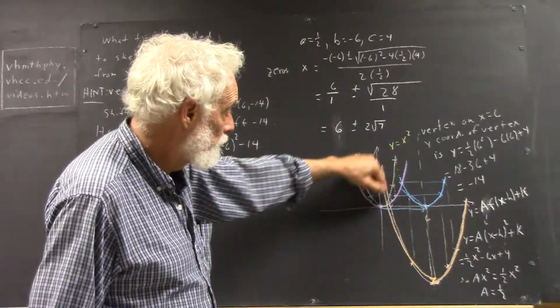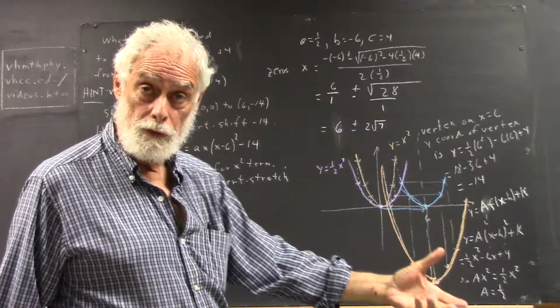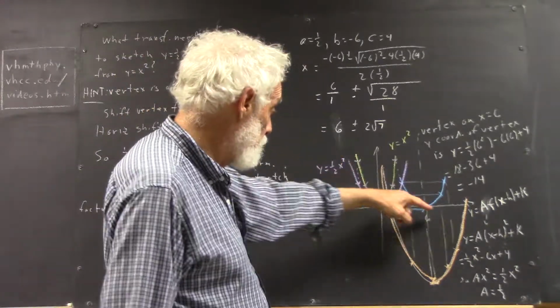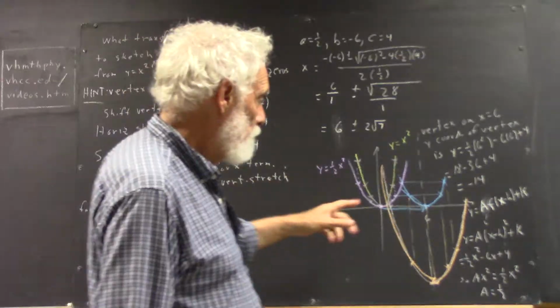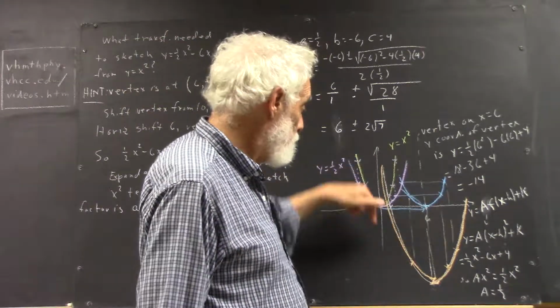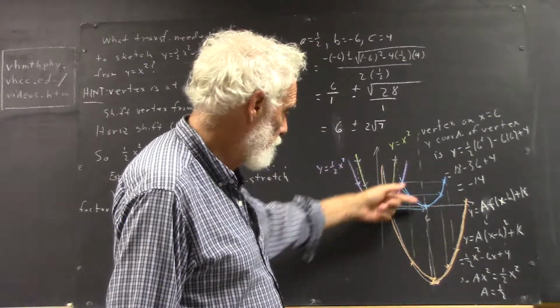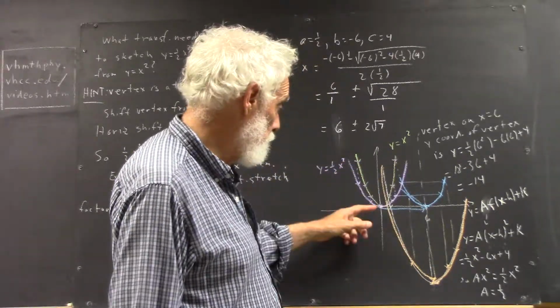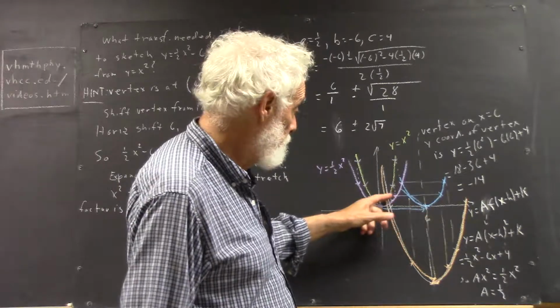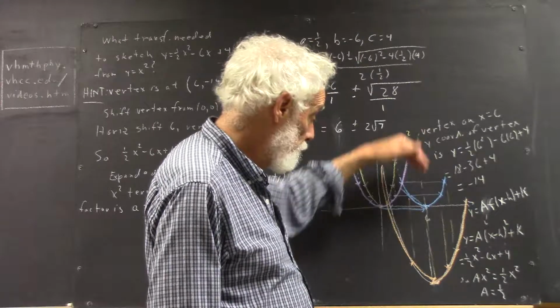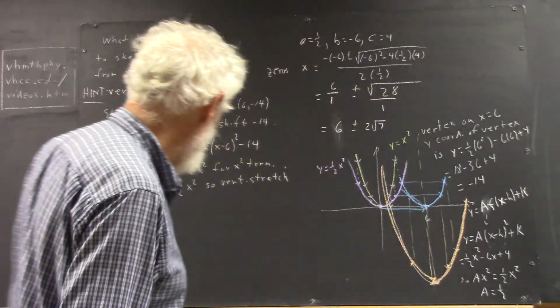So again, starting with y equals x squared, we do the vertical stretch by a factor of 1/2. Bring every point twice as close to the x-axis. Then we do our horizontal shift. Now we could have done the vertical shift, then the horizontal shift, but the way I've drawn it, we did the horizontal shift, then the vertical shift. Horizontal shift, 6 units. Every point moves 6 units to the right. Vertical shift, negative 14 units. Every point moves 14 units downward.